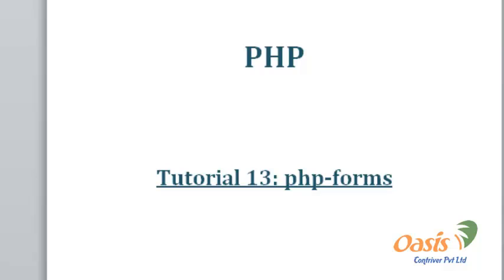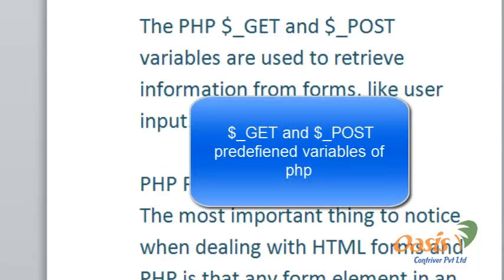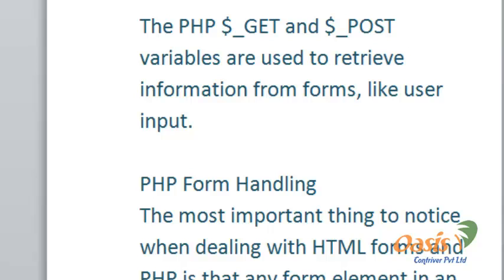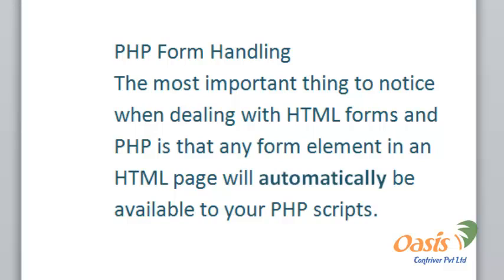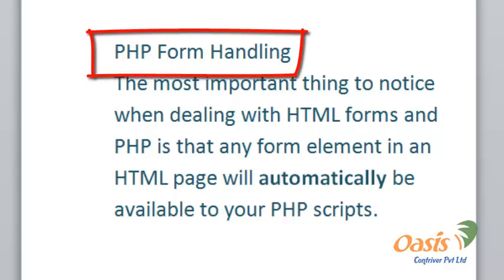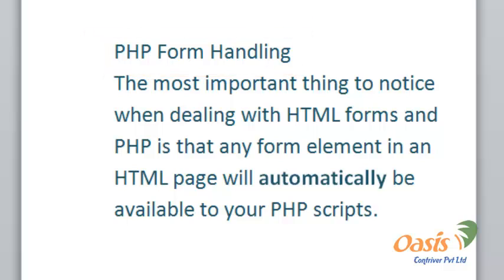In this tutorial, we will study how to get data from HTML forms and display it on the browser. The PHP $_GET and $_POST variables are used to retrieve information from forms, like user input. PHP form handling: the most important thing to notice when dealing with HTML forms and PHP is that any form element in an HTML page will automatically be available to your PHP scripts in GET and POST method.